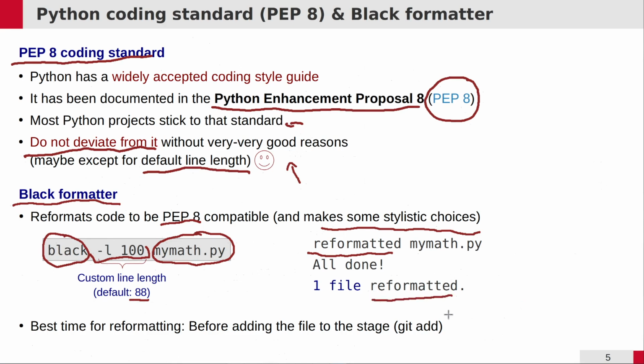And it's important maybe to do this reformatting before you are adding the file to the stage, so before you are doing git add, because that way you are making sure that what you check in the repository has already the right formatting and follows basically the very common Python standard. And with that, you have enough tools basically to deliver a very nice and readable Python code, and make sure that you are using these tools in your workflow.